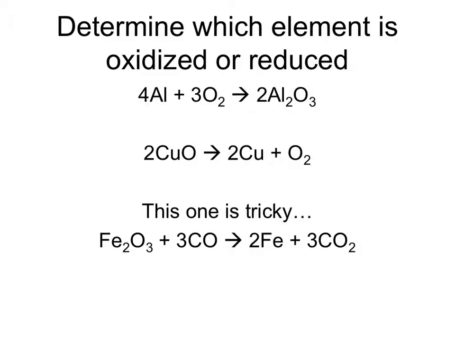So for the first one, we have aluminum on its own and oxygen separate, and then we have aluminum attached to oxygen. So aluminum was oxidized. It gained oxygens. Oxidized.